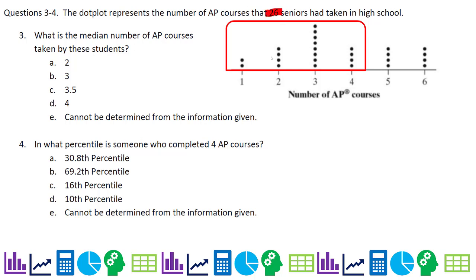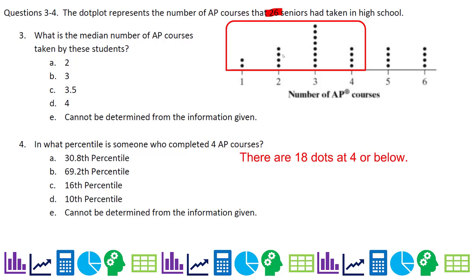There are 26 seniors, so it's going to be between the 13th and 14th data point. You add 4 here, you get 6. And in fact, I happen to know this adds up to 16, because we had 16 seniors. That's what I said here. So between the 13th and 14th. Let's count these up.